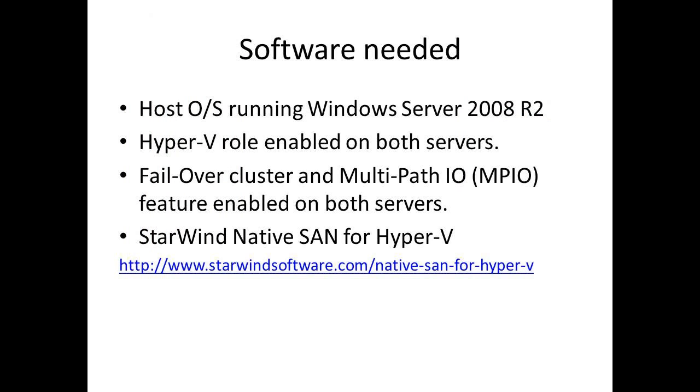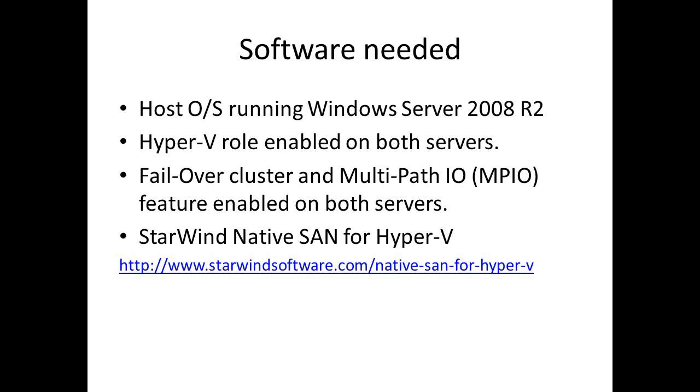The last thing that we need to cover before we get into the demonstration is the software that you need to have installed and ready to go before you can actually start to deploy your solution. The first thing you need is your operating system must be running Windows Server 2008 R2. Within your operating system on your host servers, you need to have the Hyper-V role enabled on both servers, and you also need to have the failover cluster and the multipath I/O, or MPIO, feature enabled on both servers.